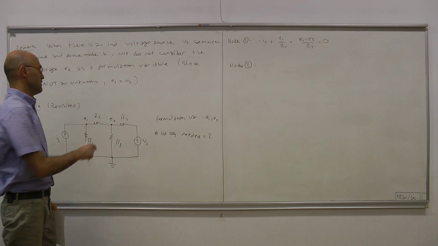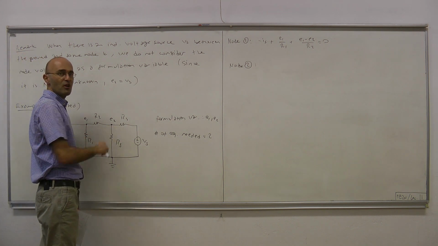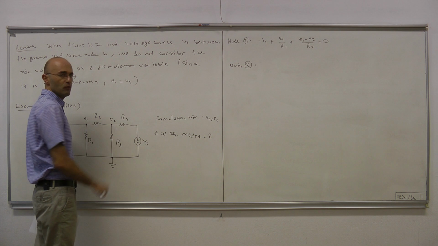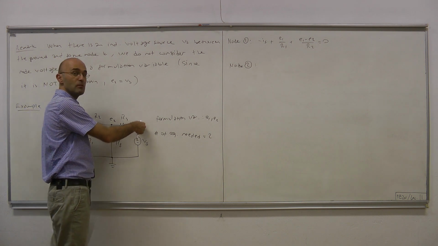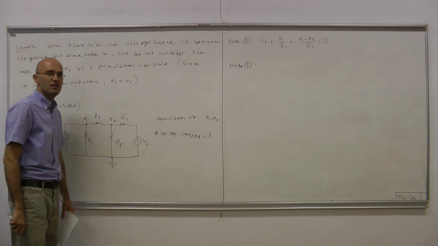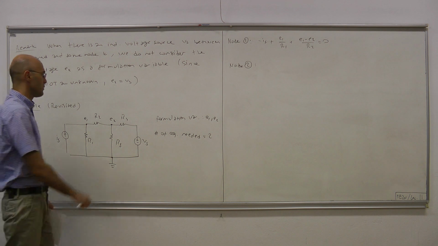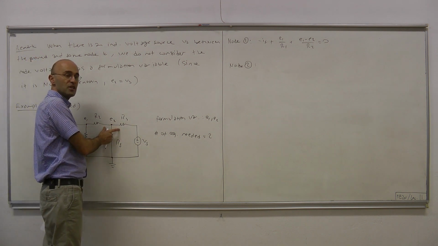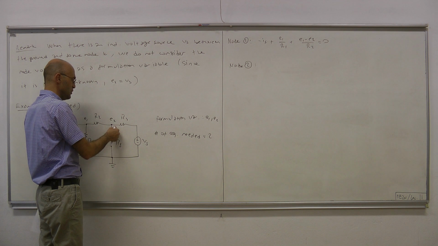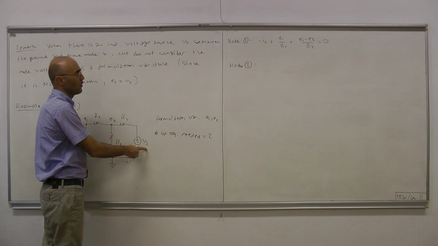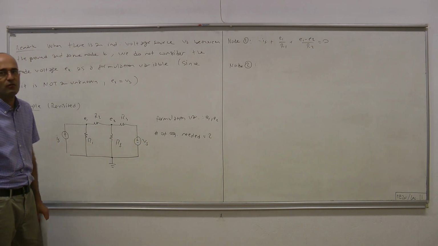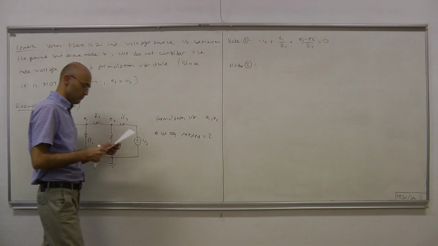In our first attempt, the second equation contained 3 unknowns, E2, E1, and E3. But now we know that we don't need to label E3 because E3 directly equals VS. Therefore, we will write the second KCL equation in terms of E1, E2, and VS, and VS is a known. And that will be enough for us to solve for E1 and E2.